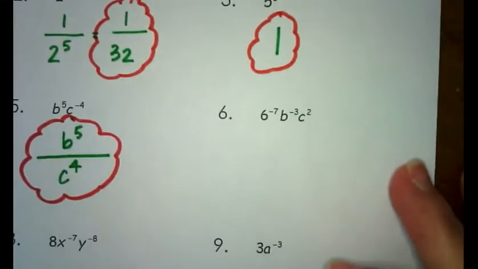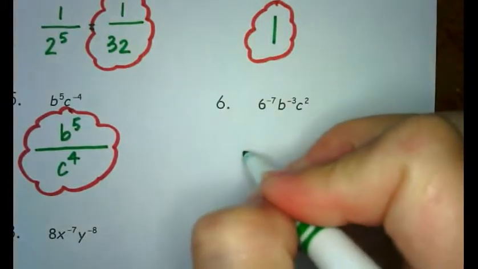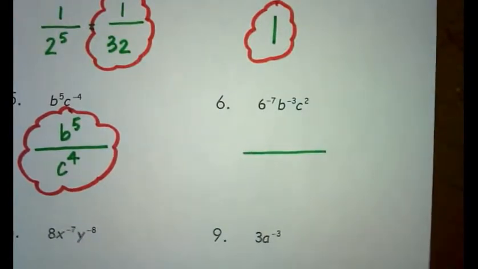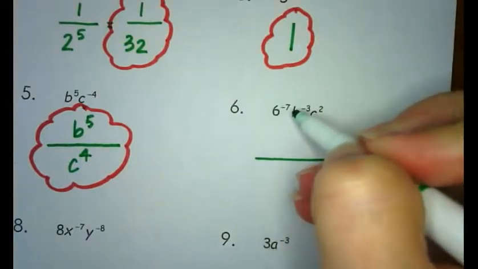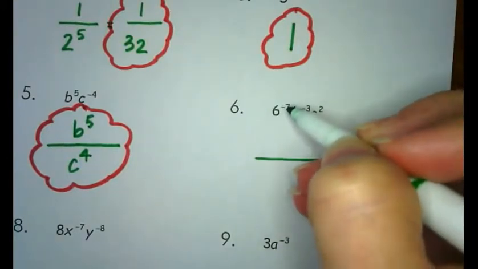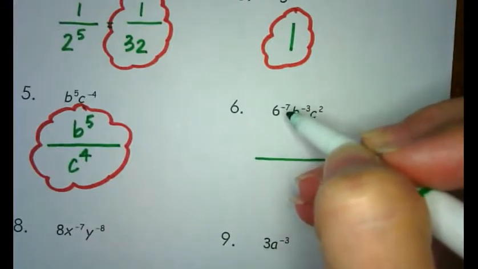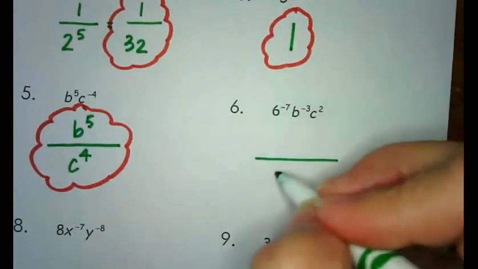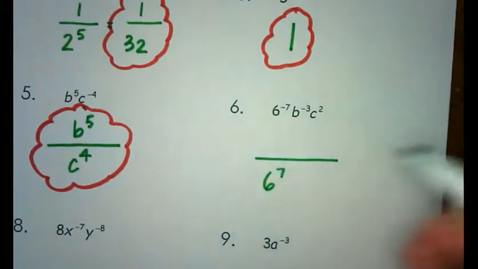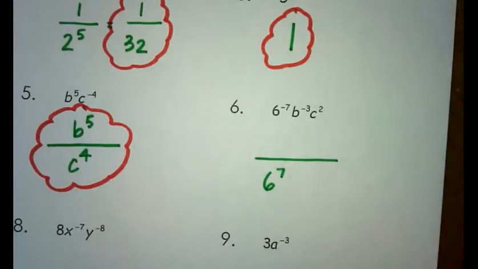Number 6, we have 3 pieces. So I'm going to go ahead and start with the fraction bar. First, we have 6 to the negative 7th. Well, 6 to the negative 7th is unhappy, so we need to move it. That one is going to move to the denominator, and when we move it, now it's positive.